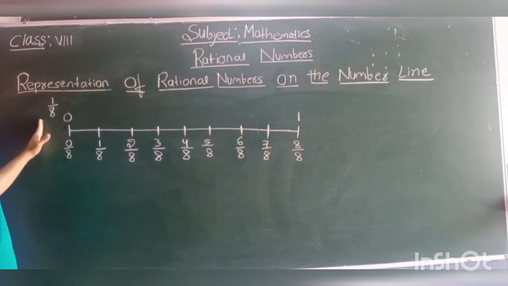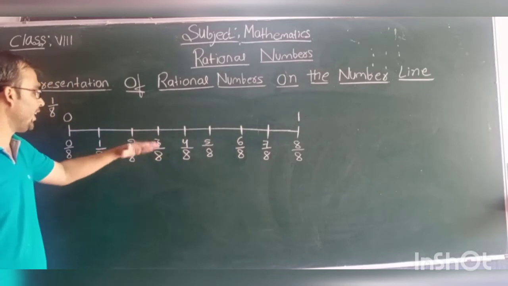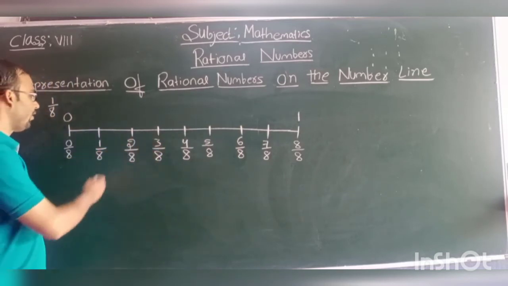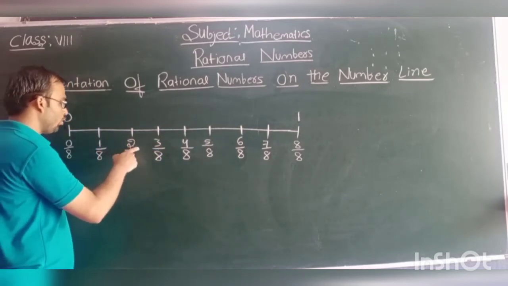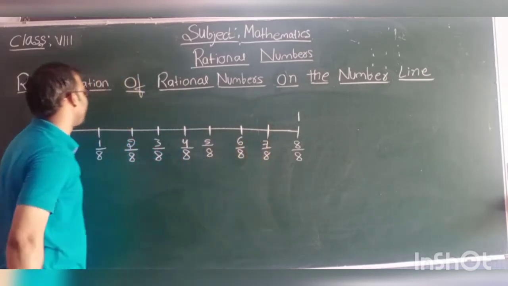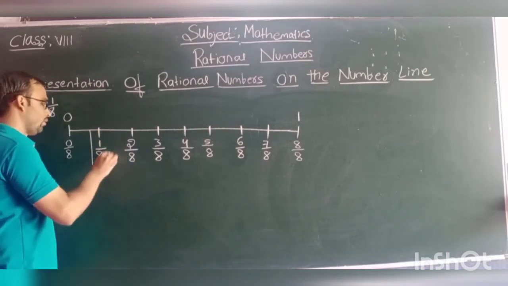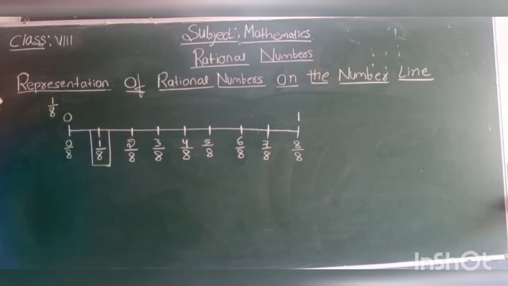So now look at here, what have we done? We have divided 1 unit of number line into 8 equal parts, and we have named them 1 by 8, 2 by 8, 3 by 8, 4 by 8, 5 by 8, 6 by 8, 7 by 8, and 8 by 8. And if you want to show 1 by 8, then mark this one.